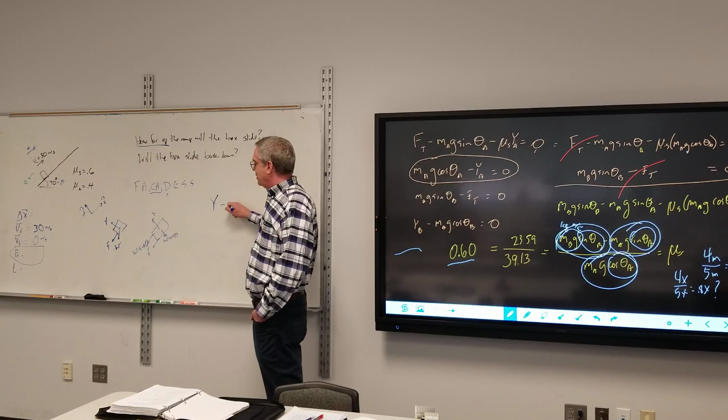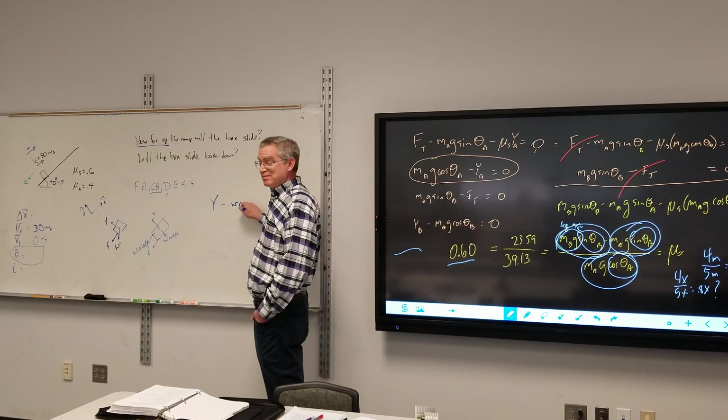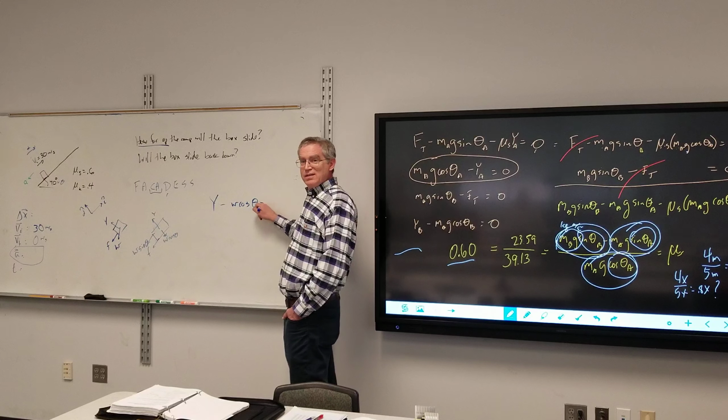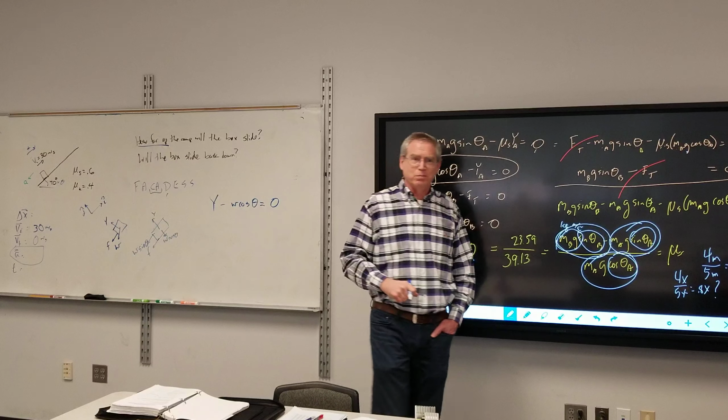Minus weight cosine, like you mean it, cosine theta, equals 0. Done. Okay. Boom.